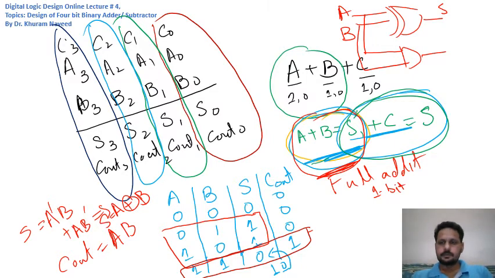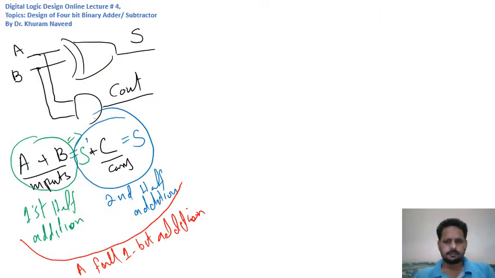Right. So this is the C out, right? So this is a half addition, a 1-bit addition, in fact. So now let's go ahead and try to extend this idea to this circuit to make a full bit adder.